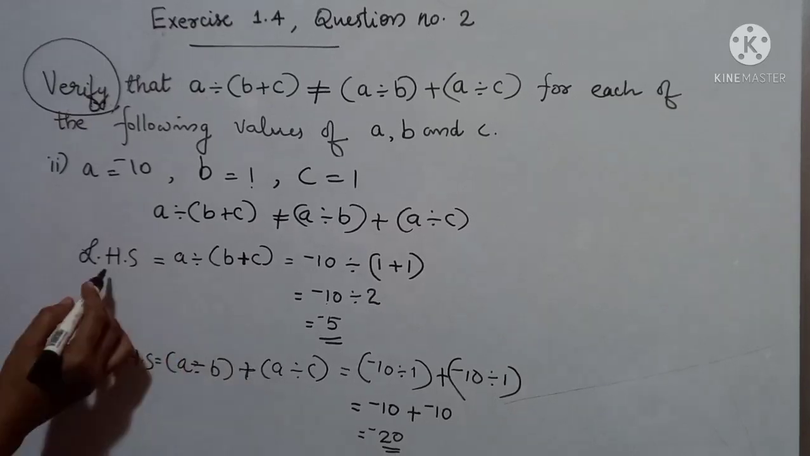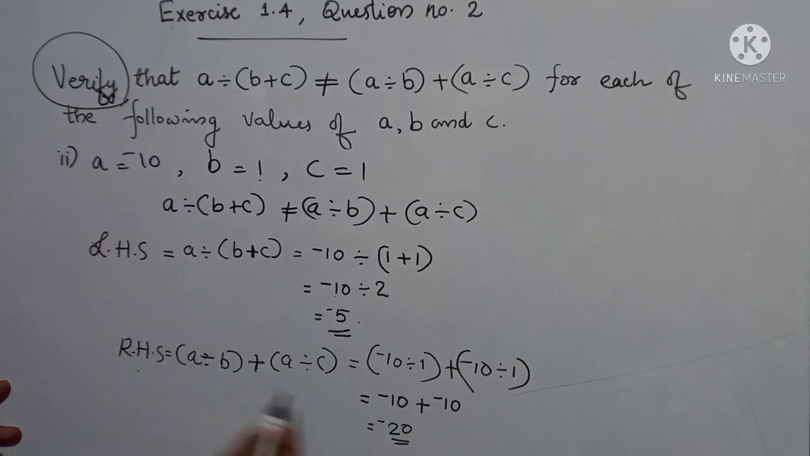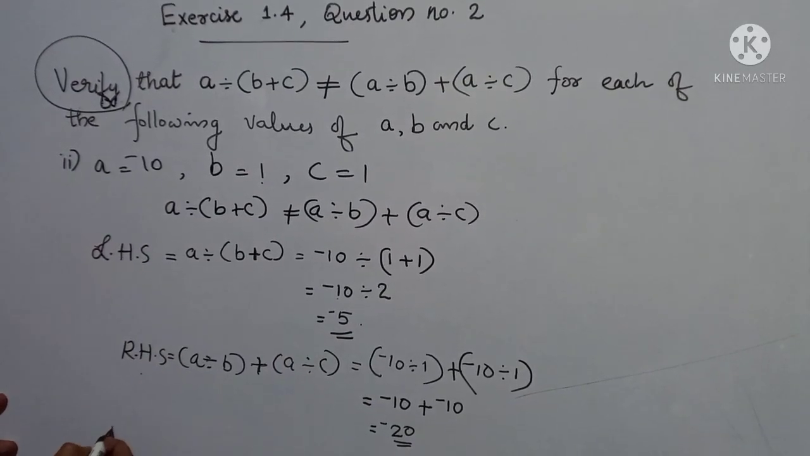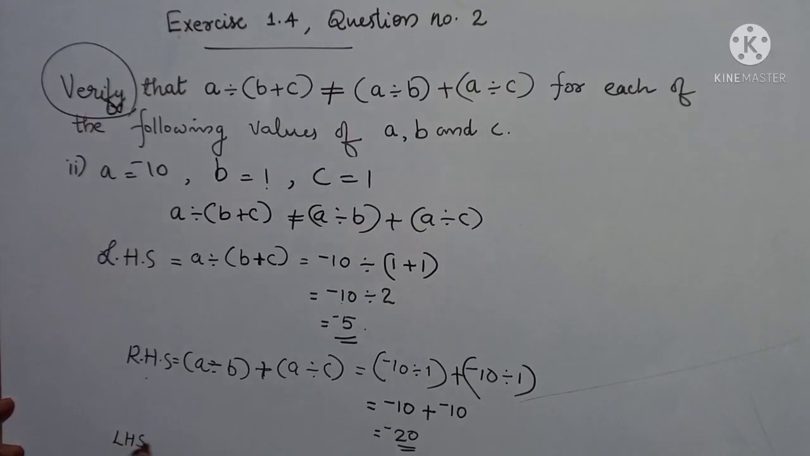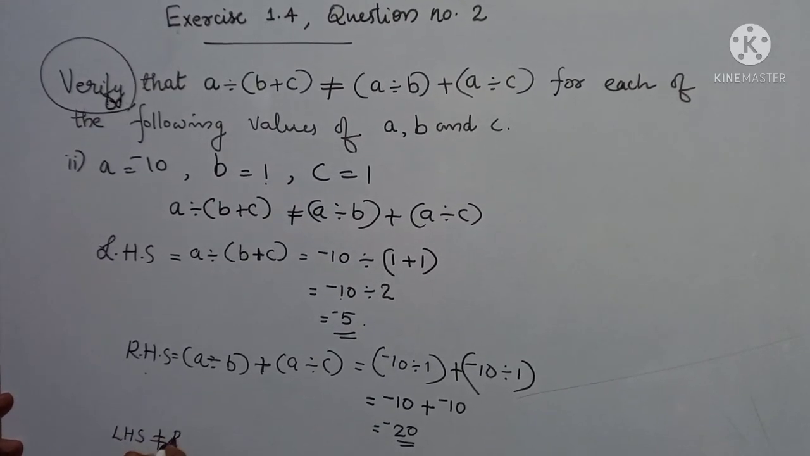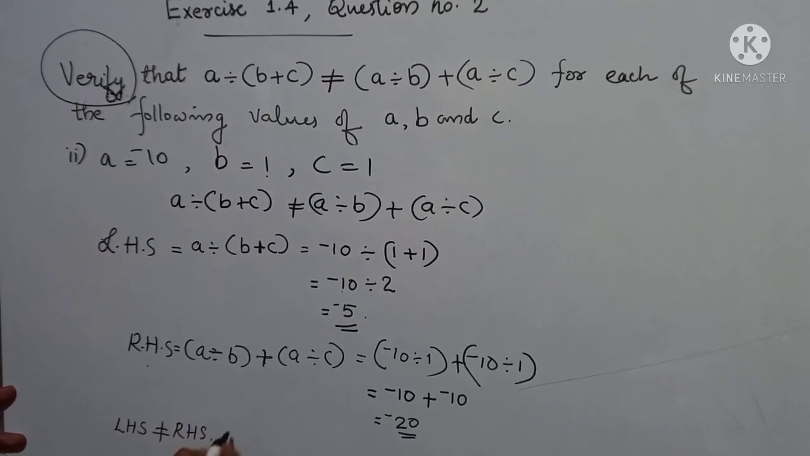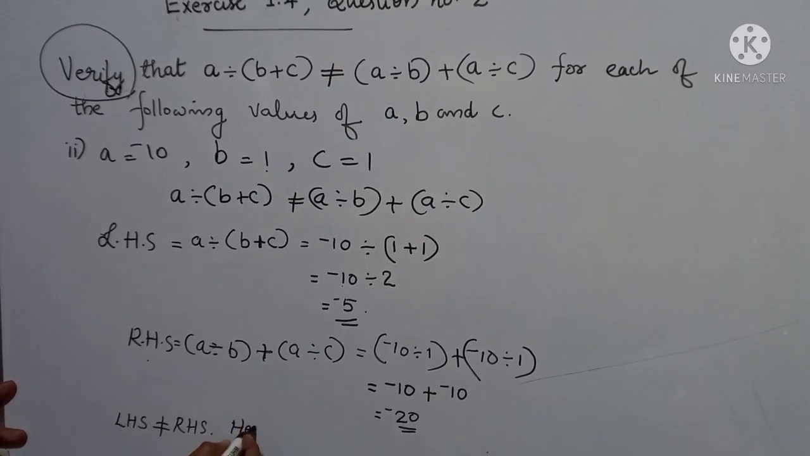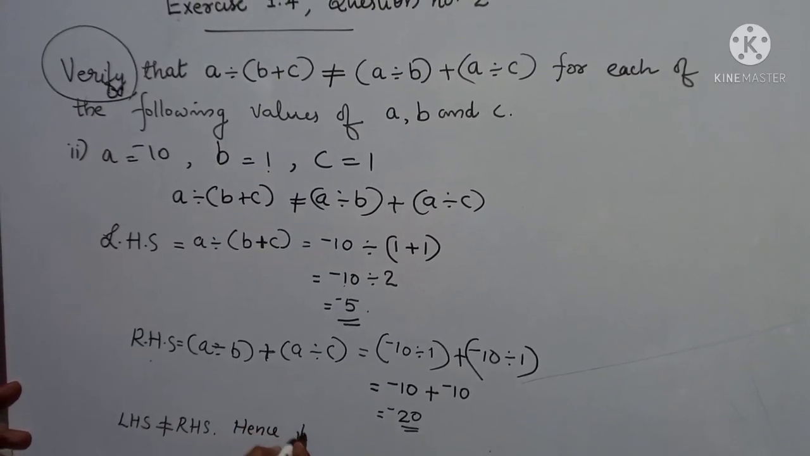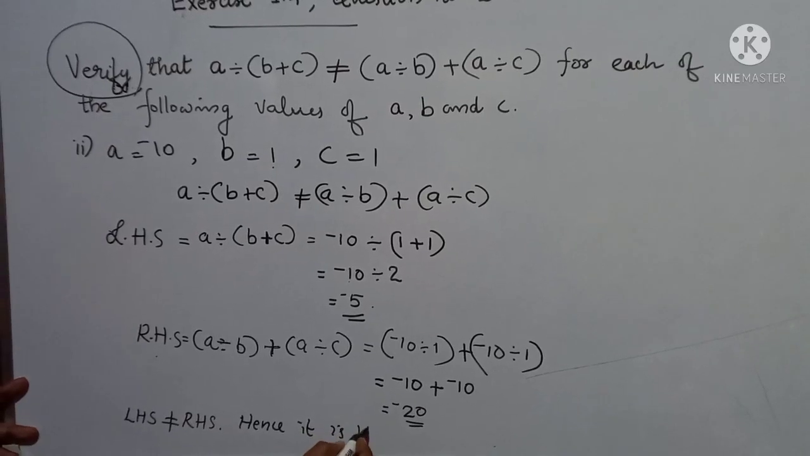Then observe here, LHS is minus 5, RHS is minus 20. So we could understand LHS is not equal to RHS. Hence it is verified.